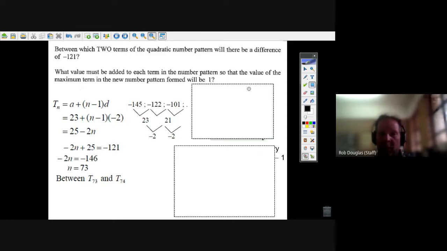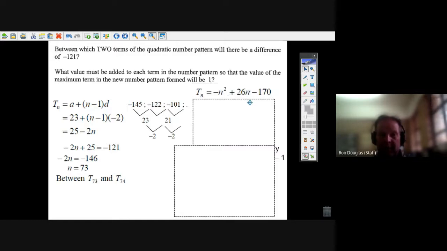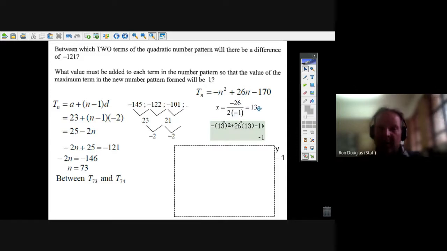Okay, what value must be added to make the value of the maximum term of this number pattern 1? Well, first we've got to figure out what's the maximum term. Well, this is like a quadratic, like a parabola, an unhappy parabola. We want to find the maximum. Well, one way of doing it is minus b over 2a. The minus of 26 over 2 times minus 1, n is 13, will give me the maximum value.